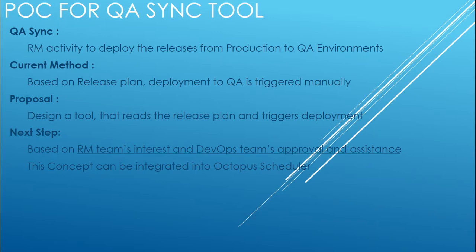The proposal is to design a tool that reads the release plan and triggers deployment. It is more like a bulk deployment. We are going to have a look at the concept, but the next steps are based on the release management team's interest and the DevOps team's approval and assistance. This concept can be integrated into Octopus Scheduler. Let's go to the tool.